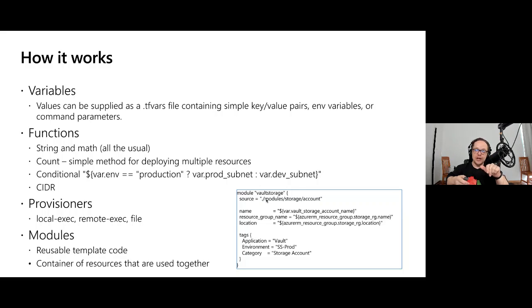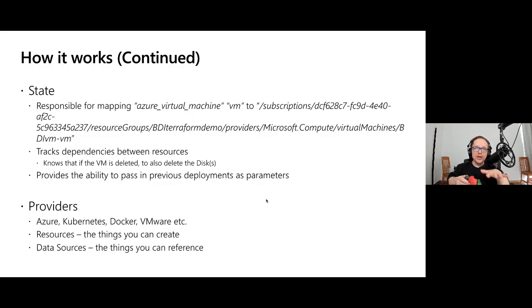The next thing we're going to go through is the bane of my existence: state. And you'll see why, because state is actually a marvelous thing. If you know the Venn diagram where you overlap what is and what your intentions are, state really does that. It's responsible for mapping what your intention is to the real-world state of a resource out in the cloud, and then it tracks the dependencies between the resources. So if you want to create a resource, what do you need to create it, and its dependencies, and then the ability to pass in previous deployments as parameters, and then it monitors the state.